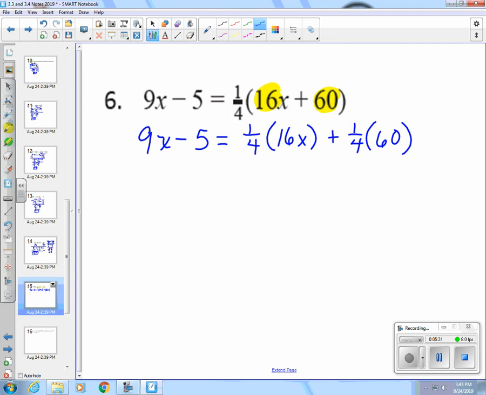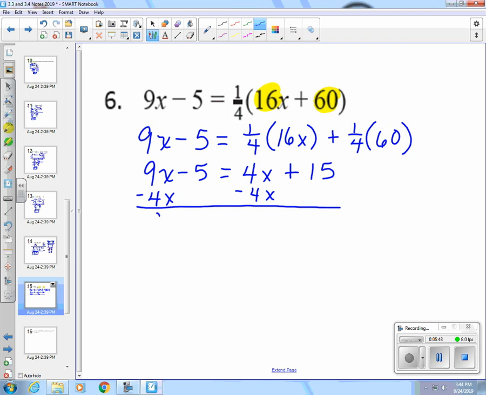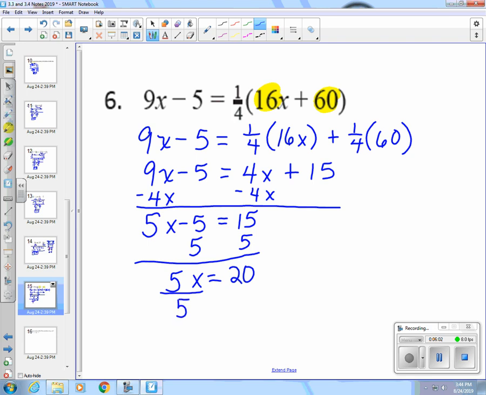As we're doing that, 1/4 times 16x is 4x, and 1/4 times 60 is 15, and we still have the 9x minus 5 on the left-hand side. Now we can subtract our 4x, and that'll give us 5x minus 5 equal to 15, and we can add 5 to both sides and have 5x equals 20. And our last inverse operation is to divide by 5 on both sides, so we find out that x is equal to 4.